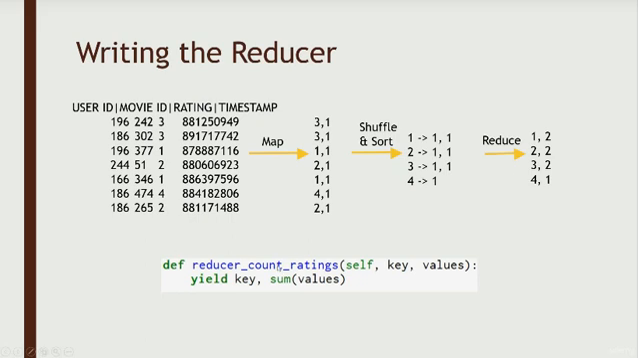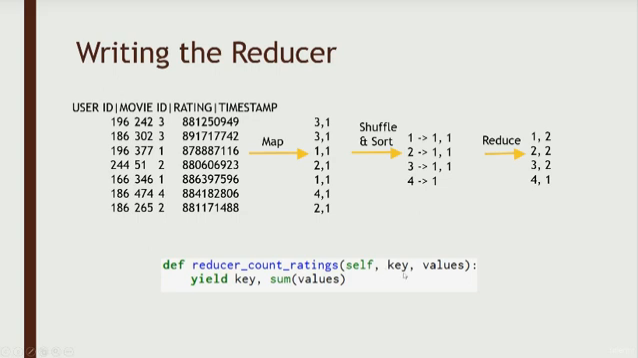So here's what our reducer looks like. It's even less complicated. So again, def means that we're just going to define a function in Python. We're going to name this function reducer count ratings, and it also receives 3 input values. So again, the self object, the instance of this object that we're running within. Again, don't need it right now, so don't worry about it. Don't need to understand object-oriented programming really to use this stuff.